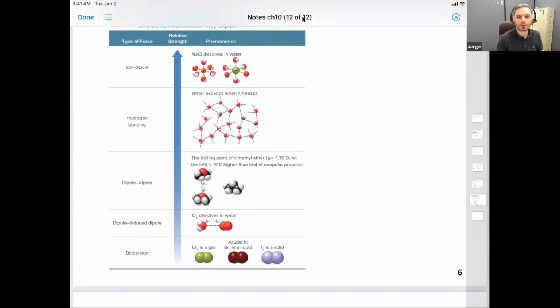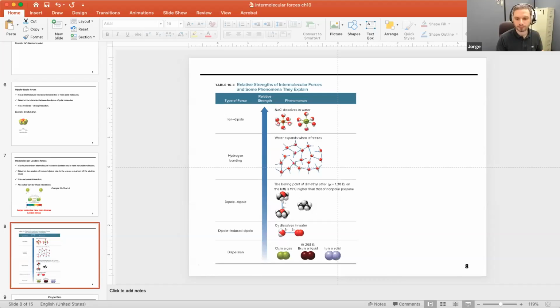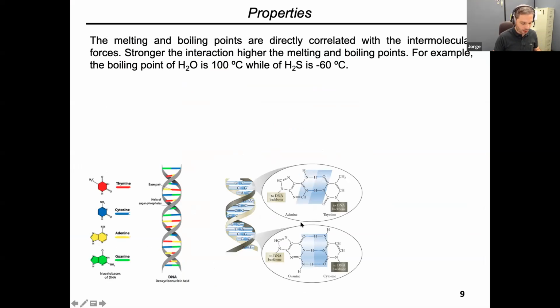Okay, so let me switch back to the PowerPoint. Okay, intermolecular interactions have a strong influence on the melting point and boiling point of chemical compounds. The stronger the intermolecular interaction, that will be reflected in a high melting point or high boiling point.